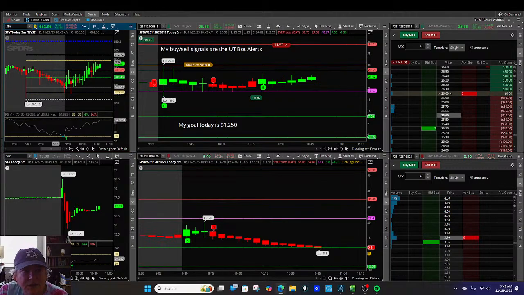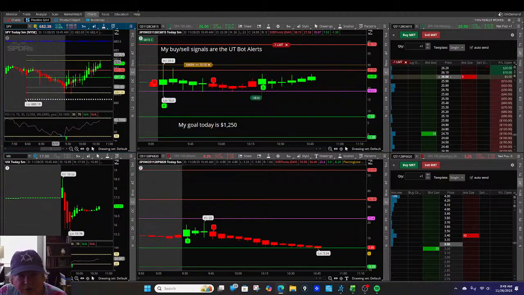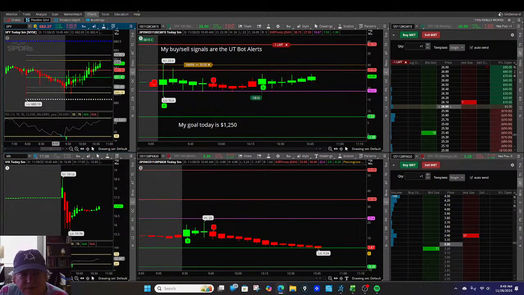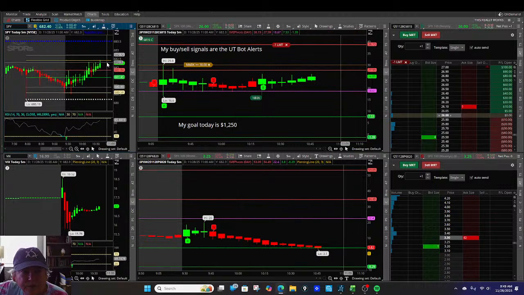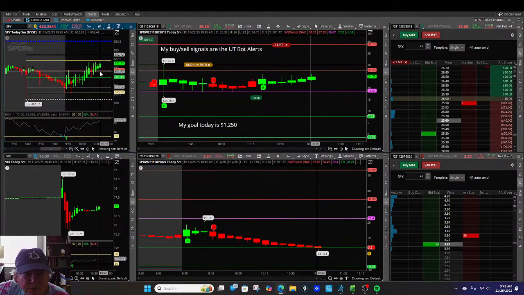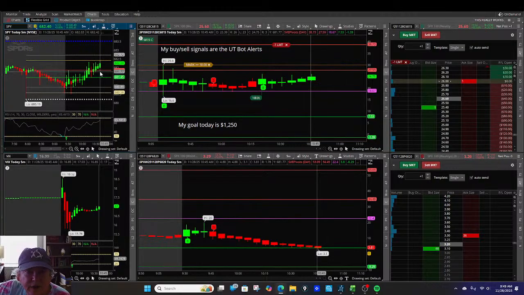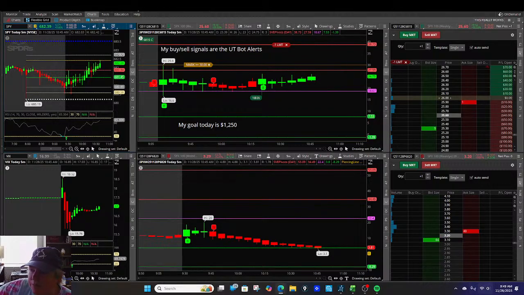I just got a signal that the SPY, or the S&P 500, has hit the high of the day. And this yellow line that's right here, if it continues to go past that, it's very bullish. So now I'm at just negative $20 right now, so things are heading up.